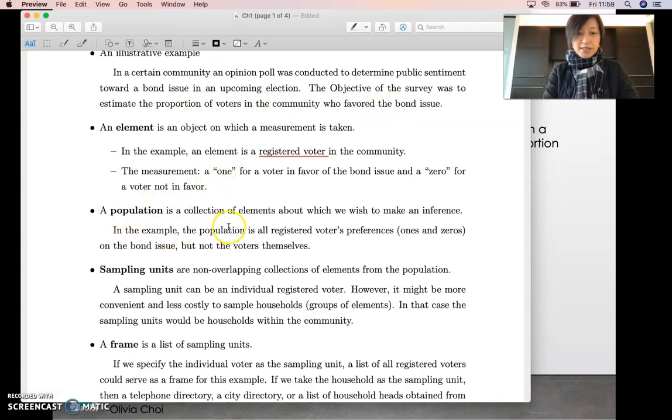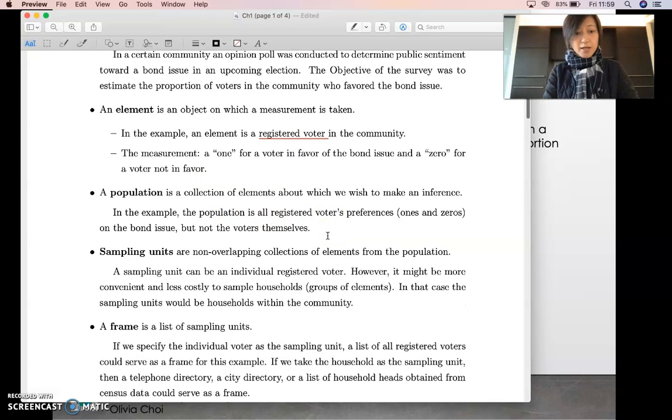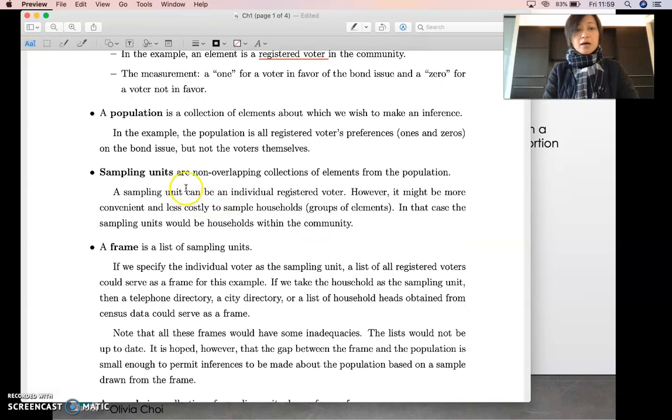A population is a collection of elements about which we wish to make an inference. So this is more of what we want to describe, the target population. That would be all registered voters. Okay. Sampling units are non-overlapping collections of elements from the population. A sampling unit in this case would be the individual registered voter in my sample survey.